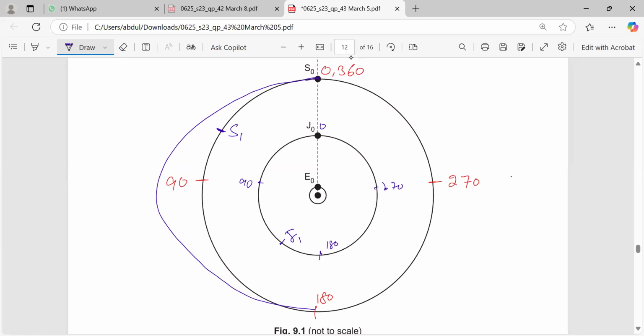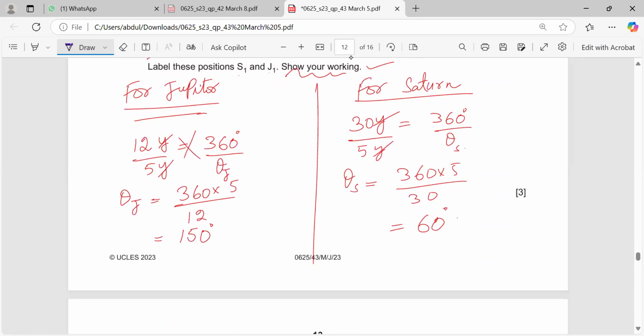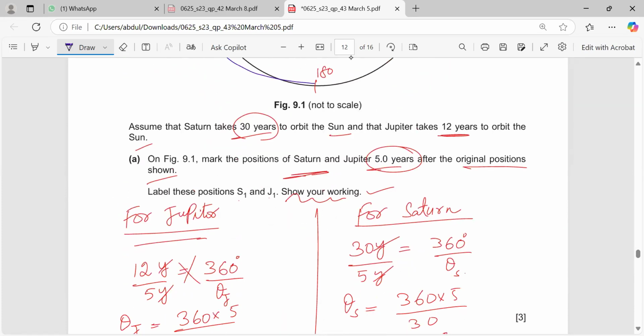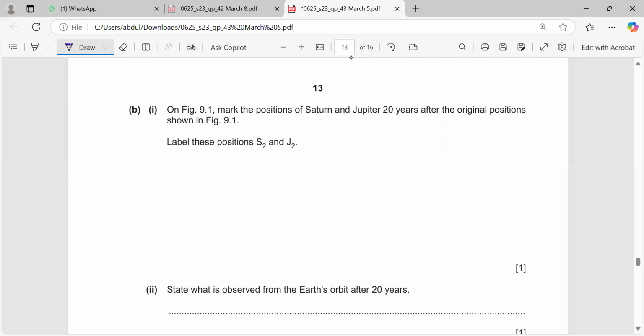Okay. Now, let's move to the next. It is the same, only 1 mark. No, how many marks was it? It was for 3 marks. Okay, now only 1 mark. On figure 9.1, mark the positions of Saturn and Jupiter after 20 years, sorry, 20 years after the original position shown in figure 9. So now for 20 years, let's do it quickly.